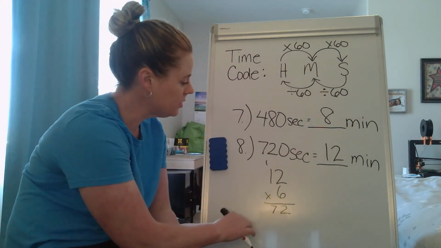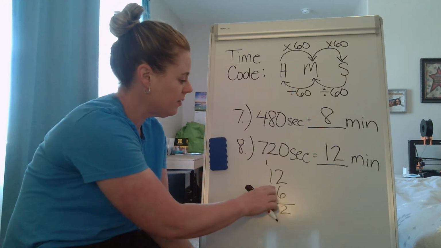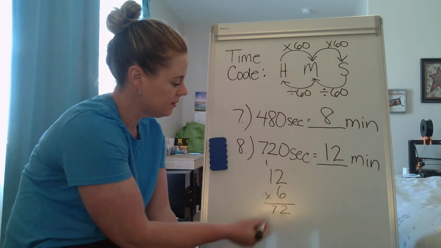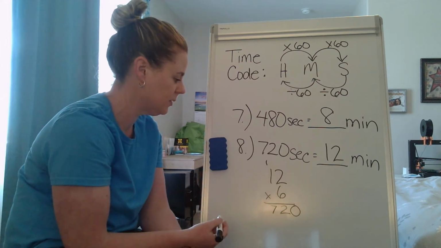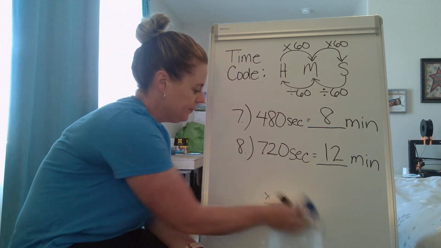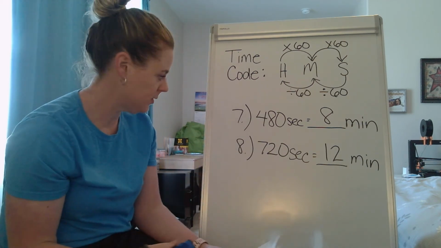Okay, so 12 times 6 is 72, right? I'm sure all of you guys already had that in your head, right? 6 times 12 is 72. So 12. And that's the way you can check. You can always check. 12 times 60, if you put a 0 on that, it would be 720 seconds. Okay, so that's number 8.